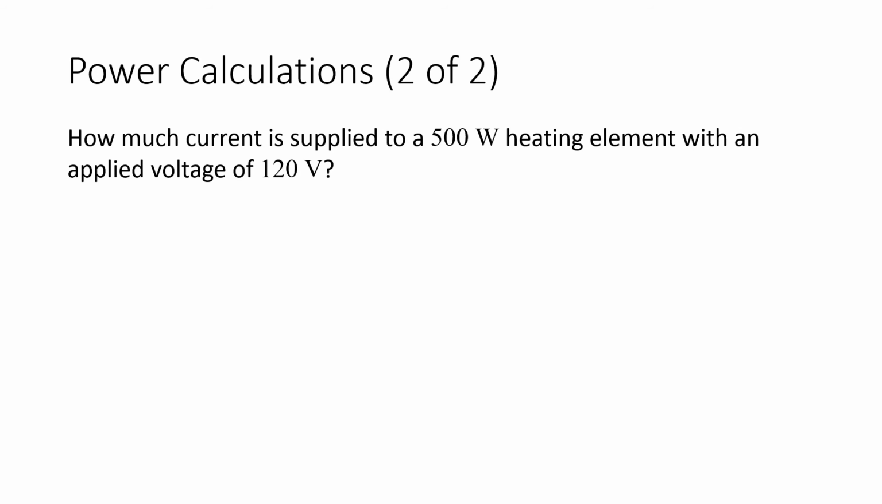Let's look at another example. How much current is supplied to a 500 watt heating element with an applied voltage of 120 volts? Again, we start by writing the equation or expression we'll use, I equals P over V. Substitute in our given quantities, I equals 500 watts divided by 120 volts. And solve for I equals 4.17 amps.